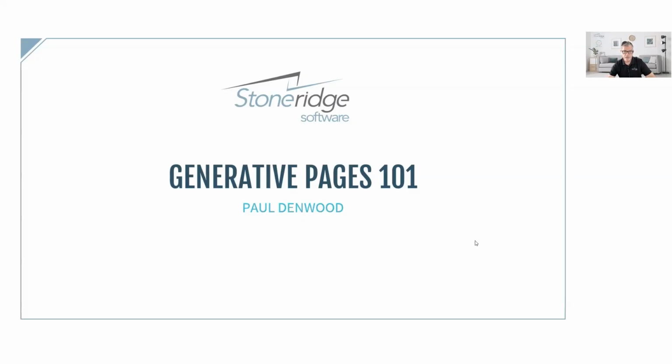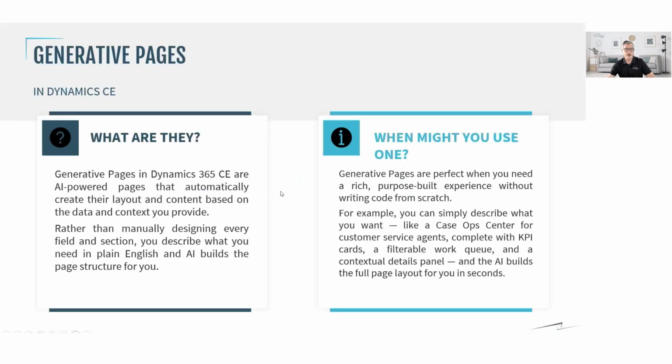All right, so generative pages, what are they? Generative pages in Dynamics 365 CE are AI-powered pages, like I said, and they automatically create their layout and content based on the data and context you provide in plain English, as we do as we talk to ChatGPT or Claude or whatever AI chat tools that we're used to seeing. But then it generates a page for us that we can use in our model-driven app in CE. So rather than manually designing every field and section, you would just describe what you want and it builds that page for you.